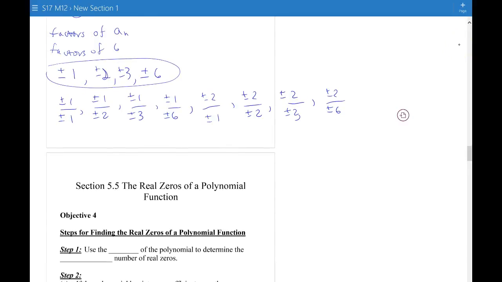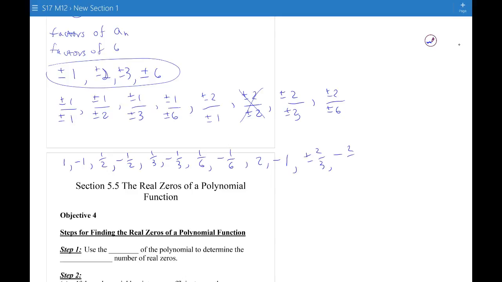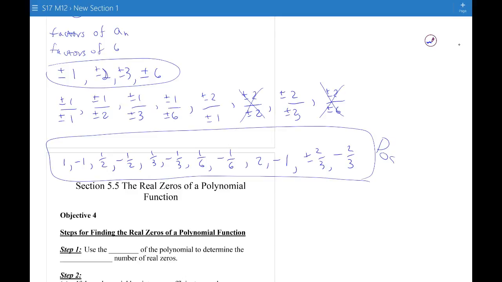So let's make a unique list, though. We get 1 and negative 1, 1/2 and negative 1/2, 1/3 and negative 1/3, 1/6 and negative 1/6, 2 and negative 2, but then do you see that we already have 1 and negative 1, so that's a duplicate. But then we get 2/3 and negative 2/3, but then we see that 2 over 6 is 1/3, so that's a duplicate. So these are all the possible rational zeros.